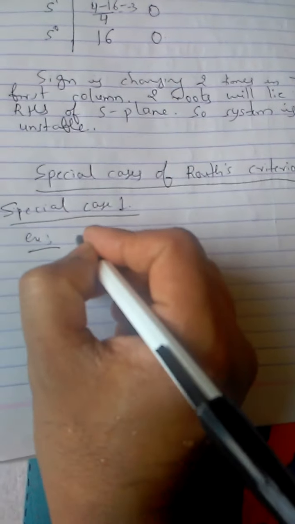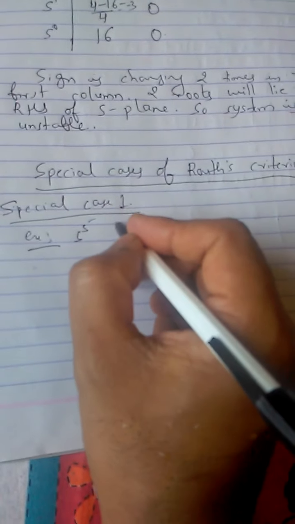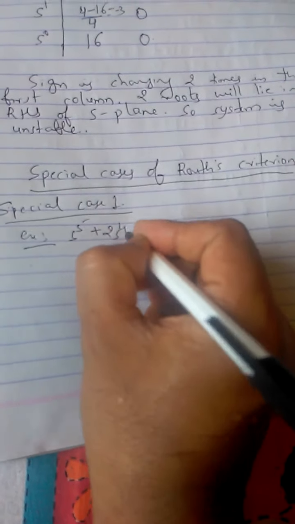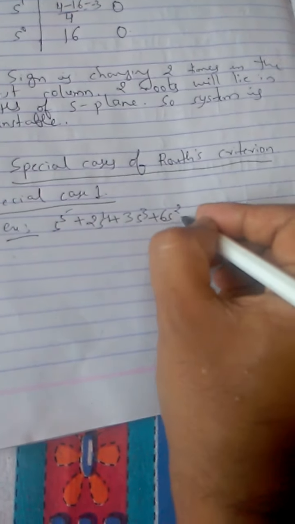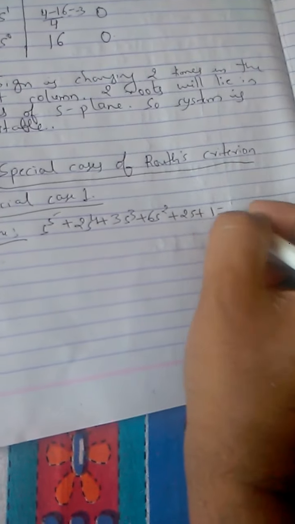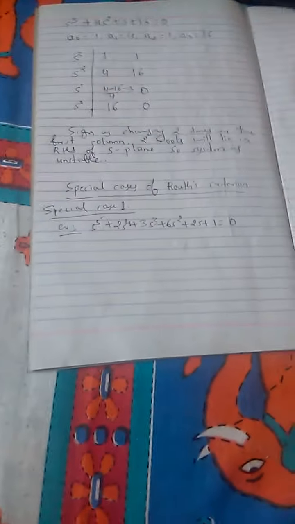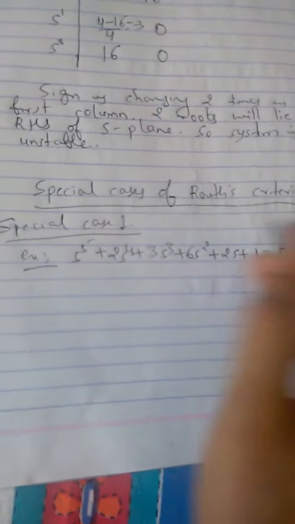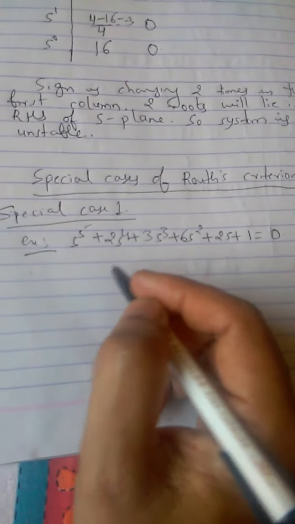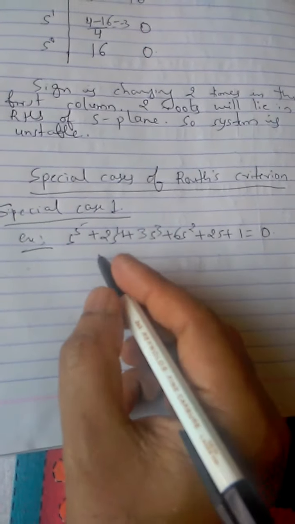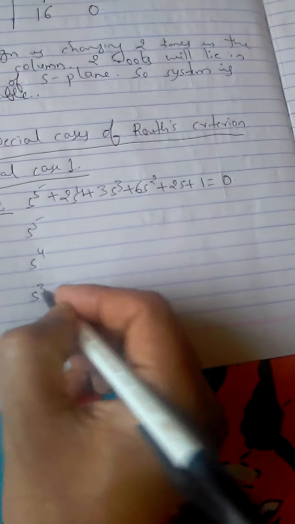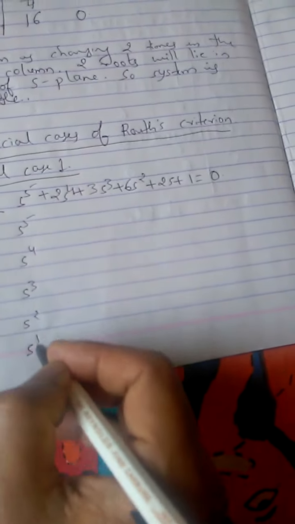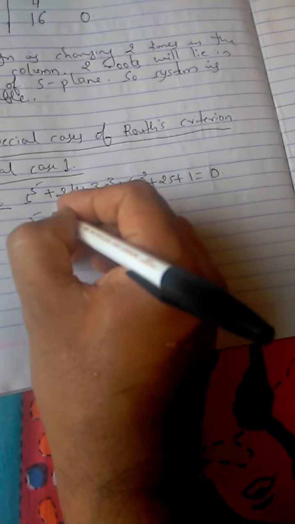Say for example, we'll take one problem: s raised to 5 plus 2 s raised to 4 plus 3 s cube plus 6 s square plus 2s plus 1 equal to 0. So we'll solve this using Routh's criteria. So s raised to 5, s raised to 4, s cube, s square, s raised to 1, s raised to 0.